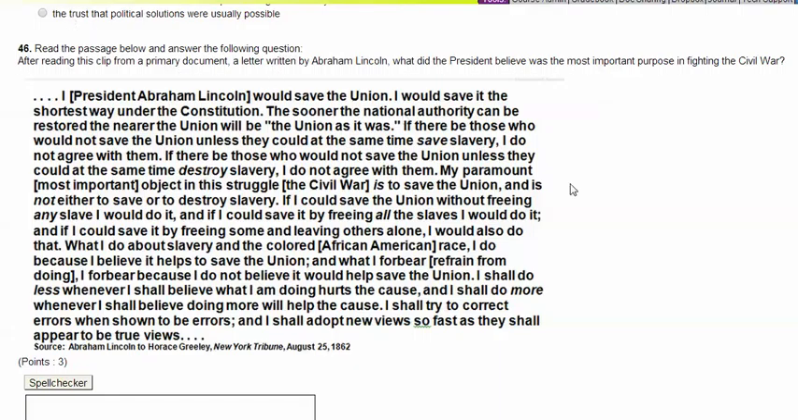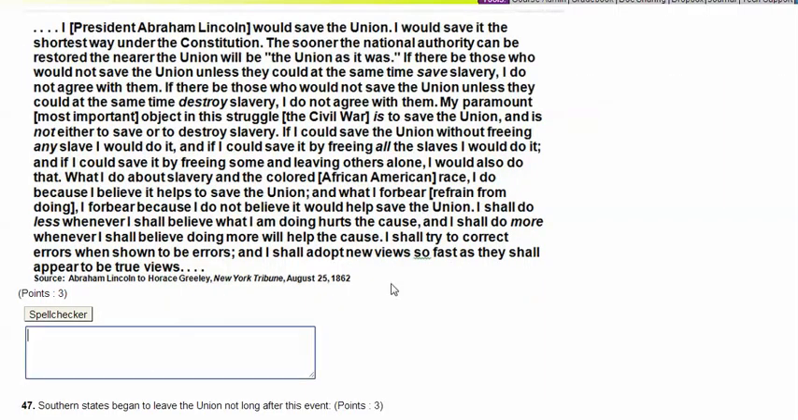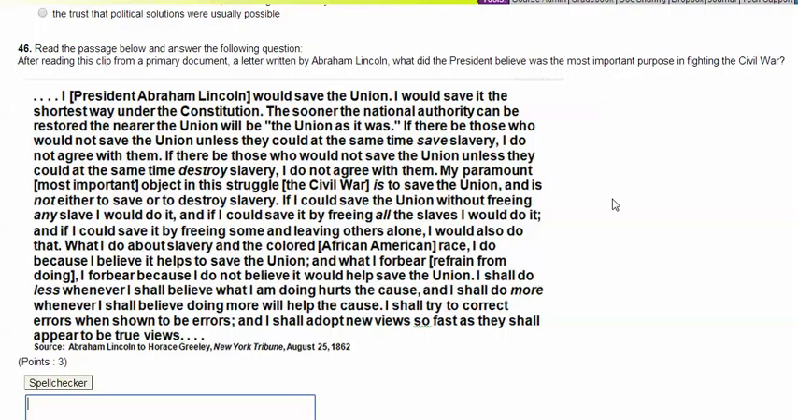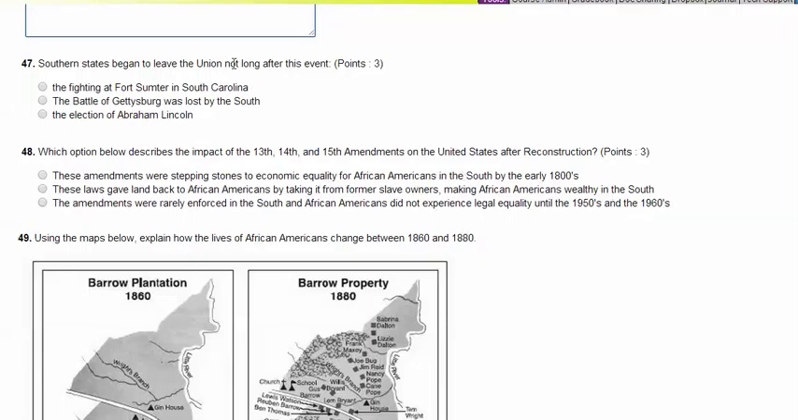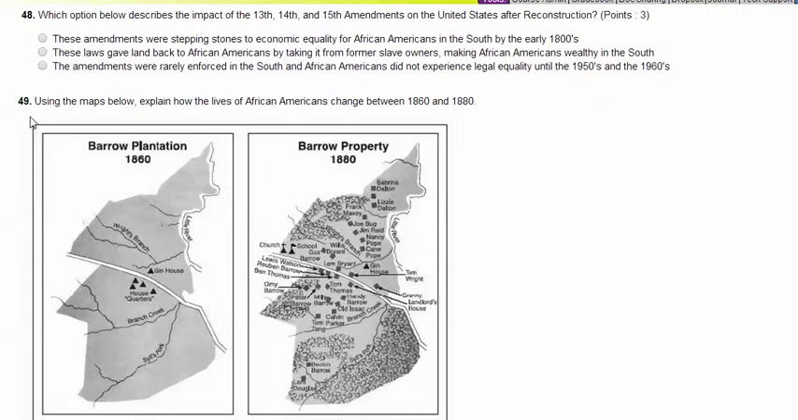So again, after reading that portion, tell me in this portion right here underneath, you'll be writing your short answer, what you believe Lincoln's most important purpose in fighting the Civil War was. Question 47. Southern states began to leave the Union not long after this event. The fighting at Fort Sumter in South Carolina, the Battle of Gettysburg was lost by the South, or the election of Abraham Lincoln.